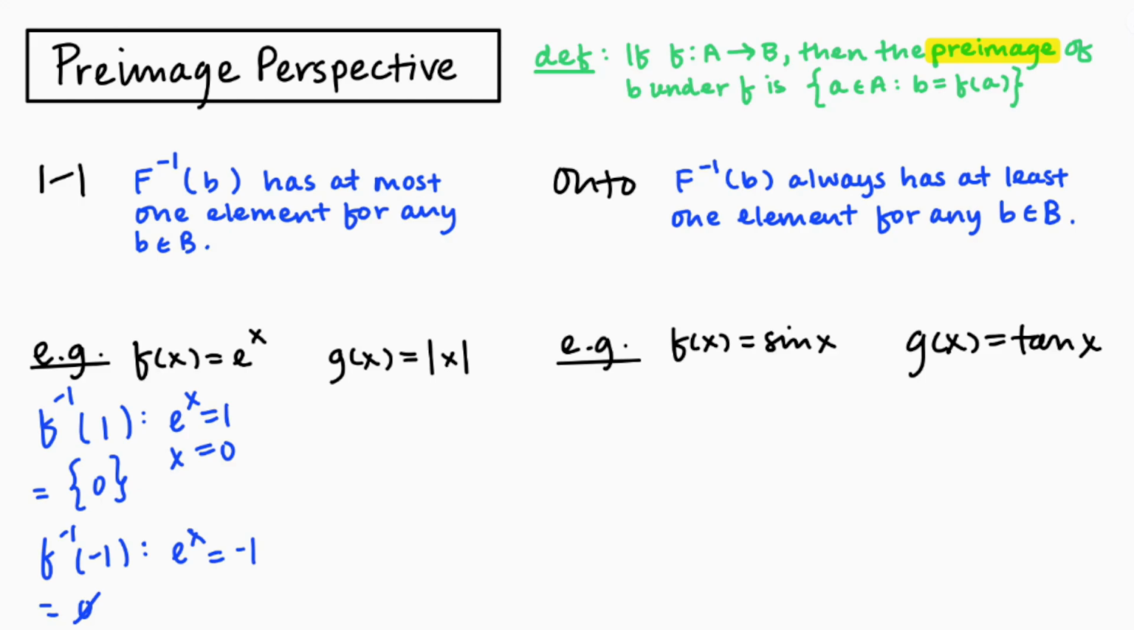On the other hand, absolute value of x doesn't work like that. If I try to look at, say, g inverse of 5, that would be setting absolute value of x equal to 5 and solving for x. That's x equals 5 and negative 5. And that is a set with more than one element in it. So this function is not one-to-one. It's not injective.